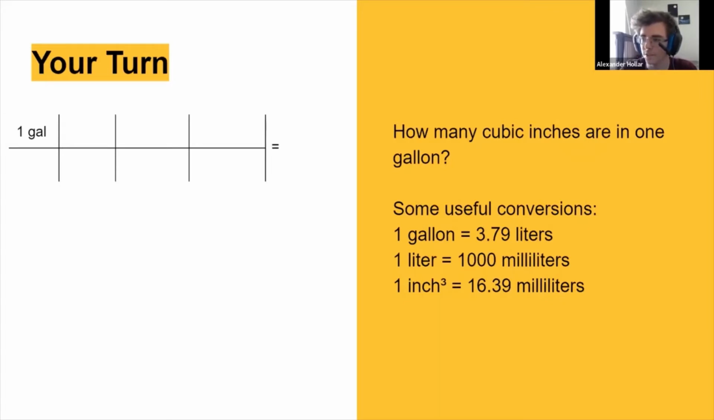All right. So do you guys have some answers here now? I see we have one in the chat. Is it 231? Yep. So let's write out our units here. We have 1 gallon to 3.79 liters, then liters to milliliters, then liters to inches cubed, and we have 231.24.